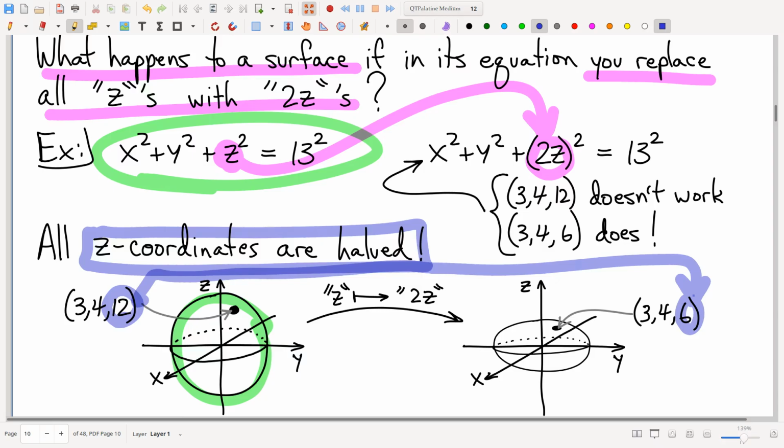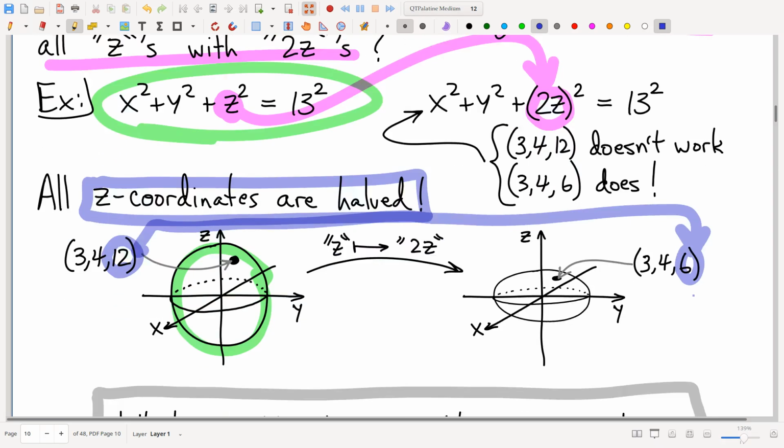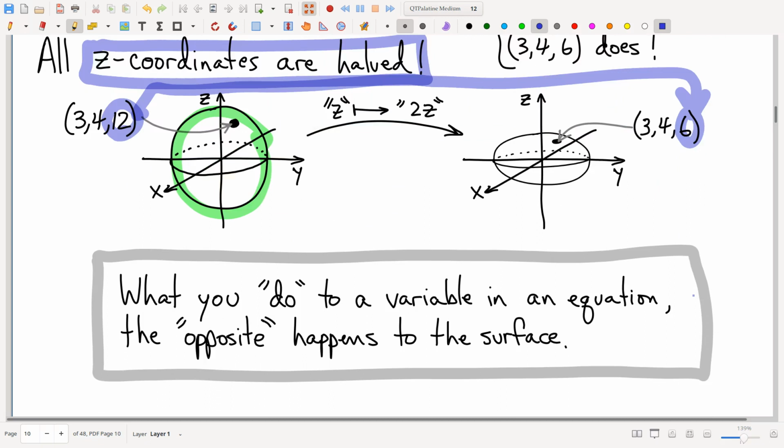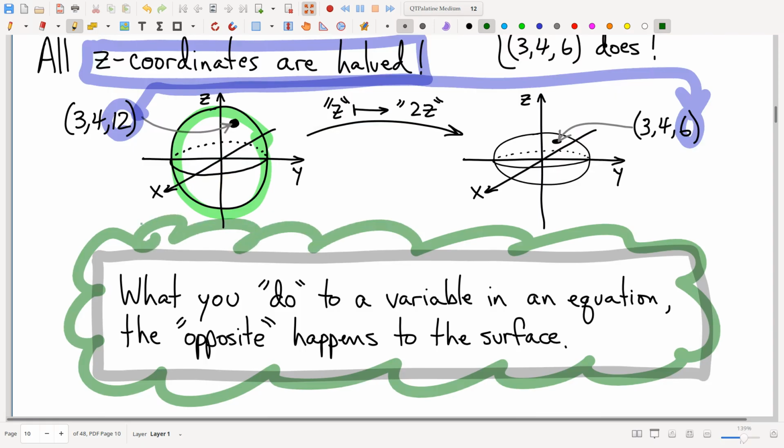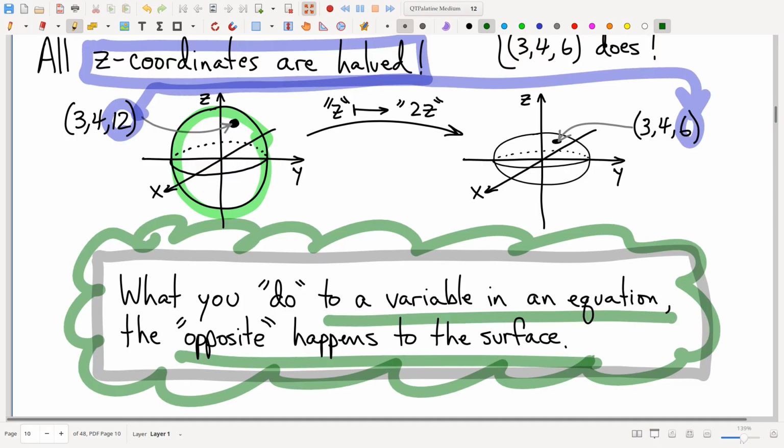So the specifics of this example are just the tip of the iceberg. In general, the way I like to write this down here, whatever you do to an equation, specifically, whatever you do to a variable in an equation, the opposite happens in the surface. So, really nice little rule there.